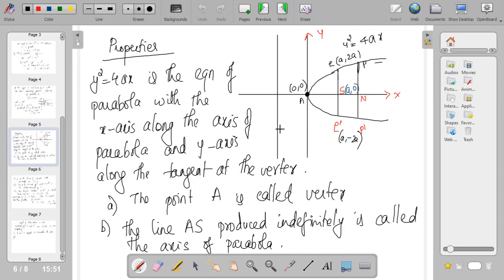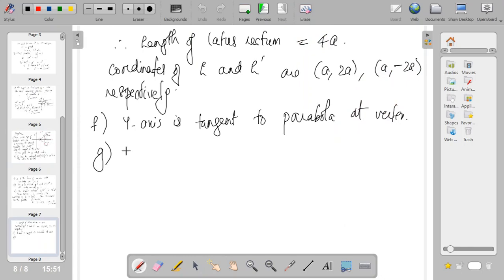x plus a equal to 0, so x equal to minus a, this is the line x equal to minus a. This line is going to be our directrix. Okay, so the equation of the directrix is x plus a equal to 0.